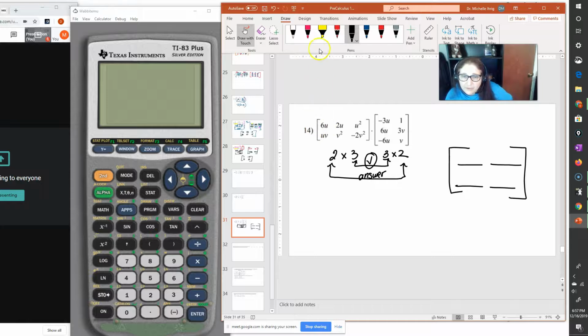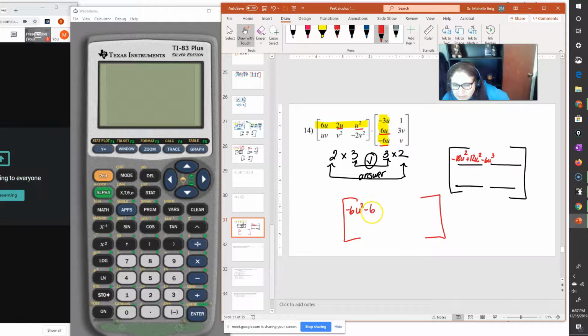So here we have our first column and our first row. 6u times negative 3u is going to give you negative 18u squared. 2u times 6u, 2 times 6 is 12, we're adding, squared. U squared times negative 6u is negative 6u cubed. We're going to have to mesh all that together to make it pretty. This is going to combine to negative 6u squared minus 6u cubed, which we probably should rewrite again, but we'll leave it.